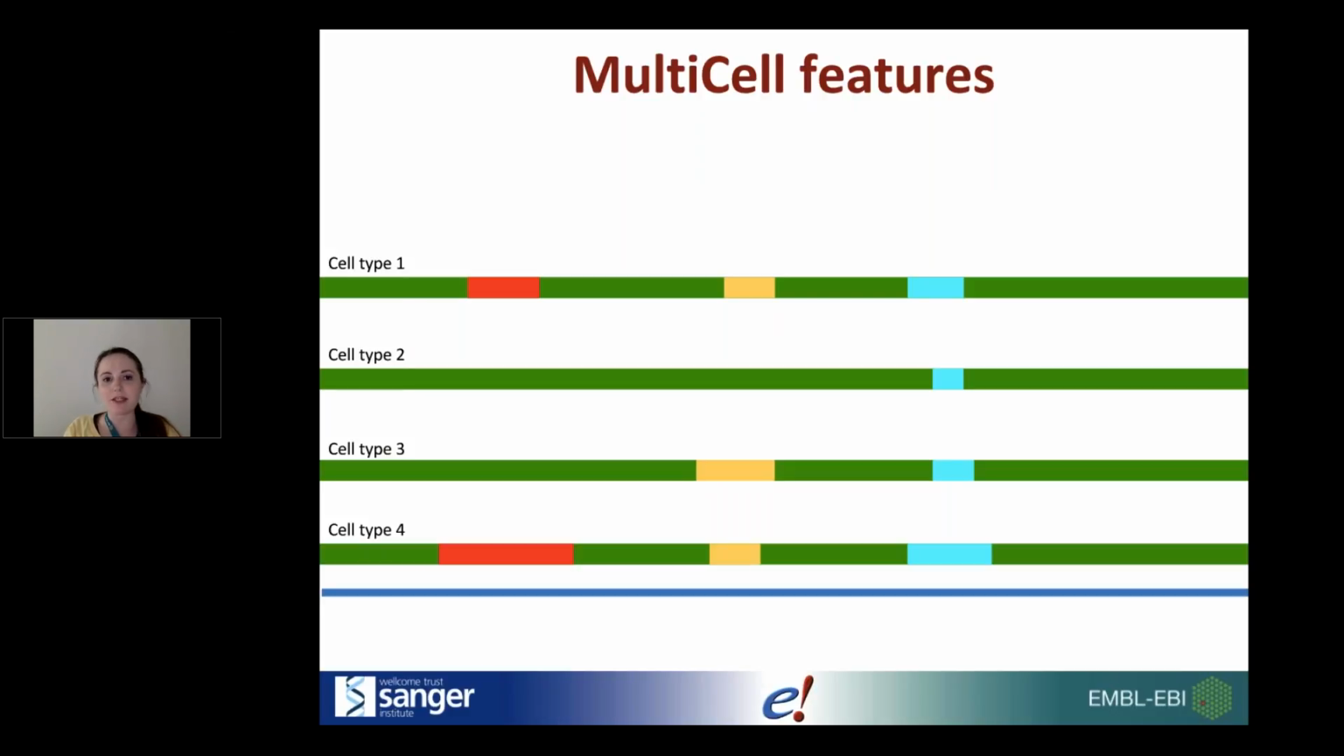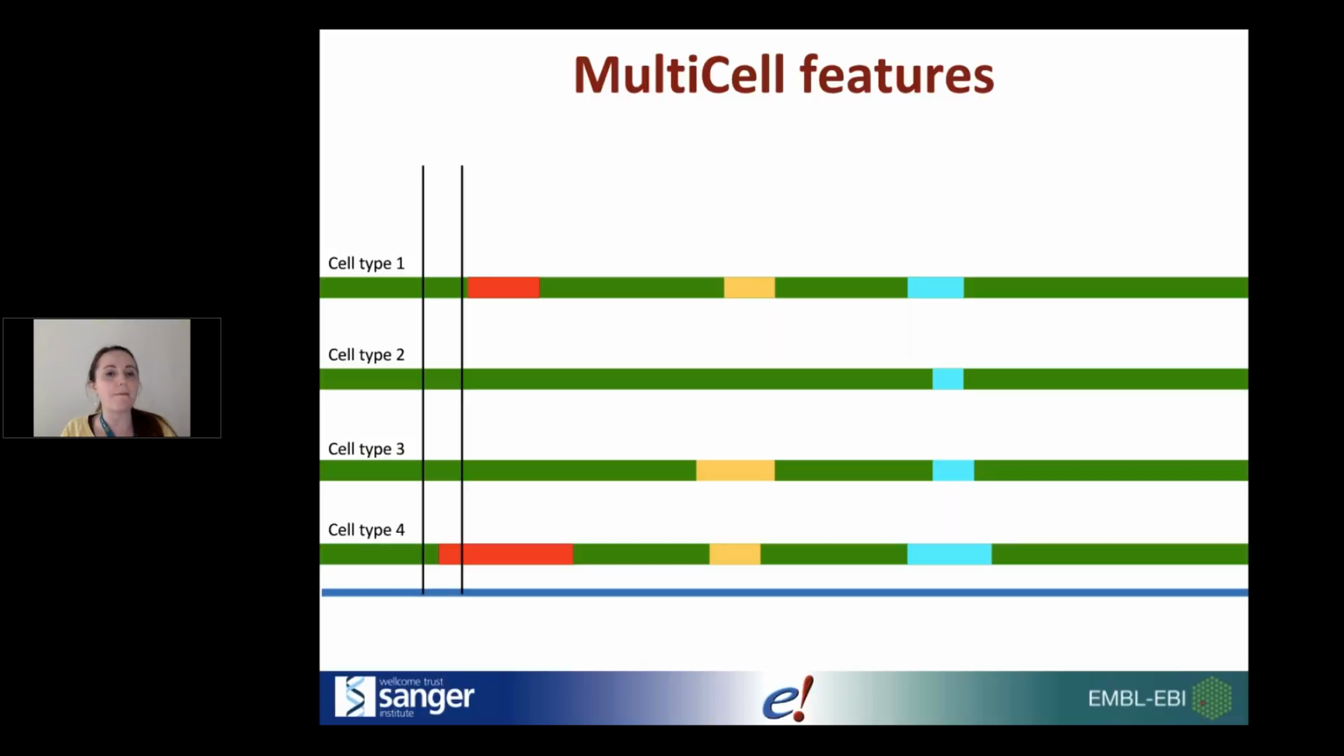So we take the segmentation from the different cell types and we line them up next to each other. And we can see that we'll get some matches between cell types, but we'll get some mismatches because, of course, each of these cell types are doing something ever so slightly different.